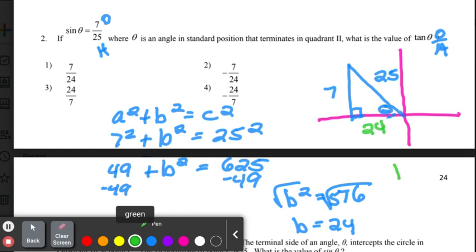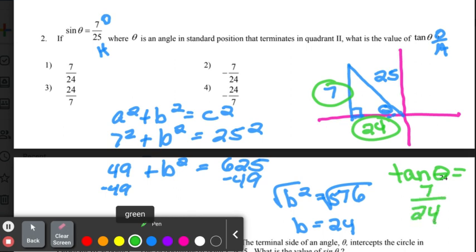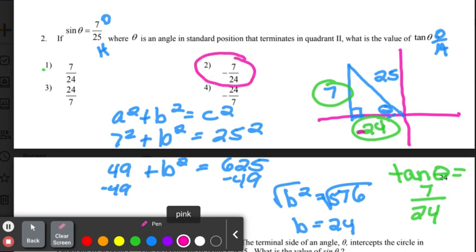And now to find tangent theta, it's O over A. 7 over 24. Which is, I was just going to say which is option 1. But we know this is actually negative. When you use the Pythagorean theorem, it's always going to give you a positive value. But because it's in quadrant 2, tangent is negative in quadrant 2. So it would be negative 7 over 24. Good catch. Usually I get those wrong.